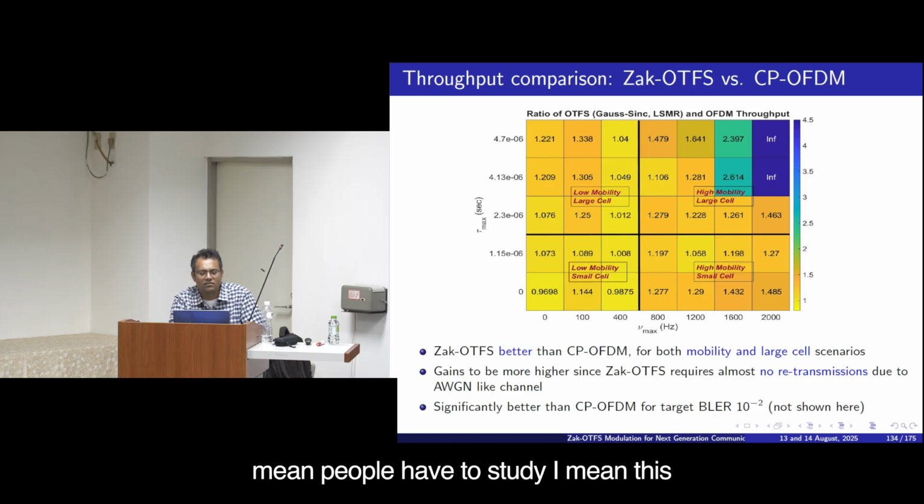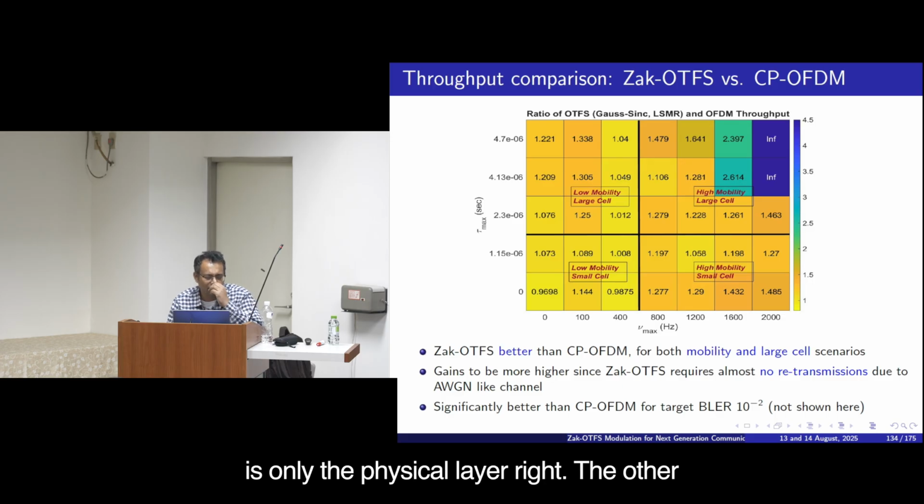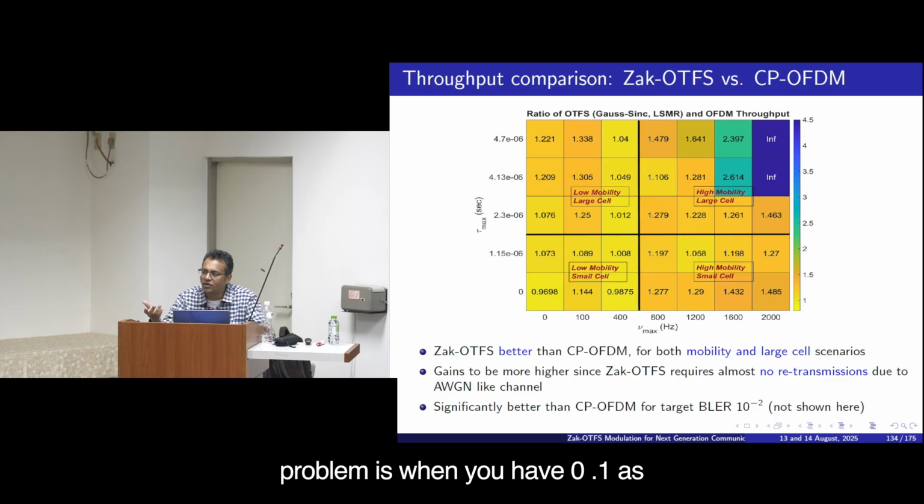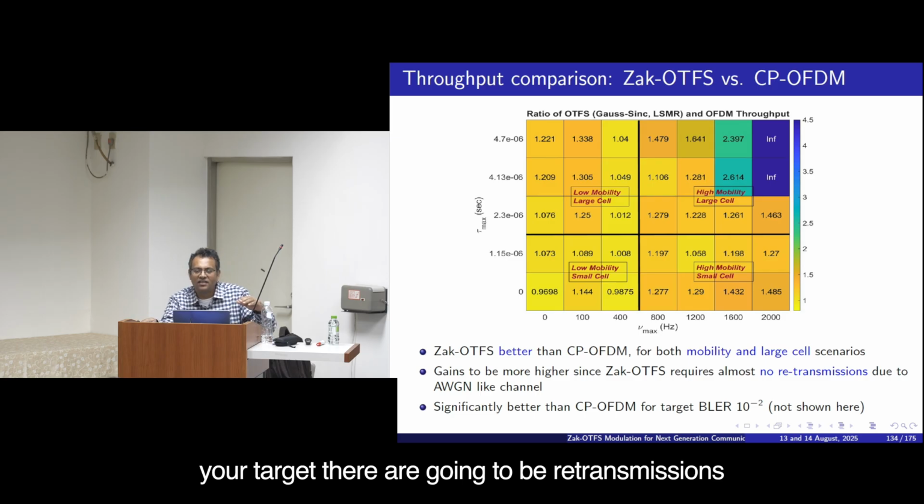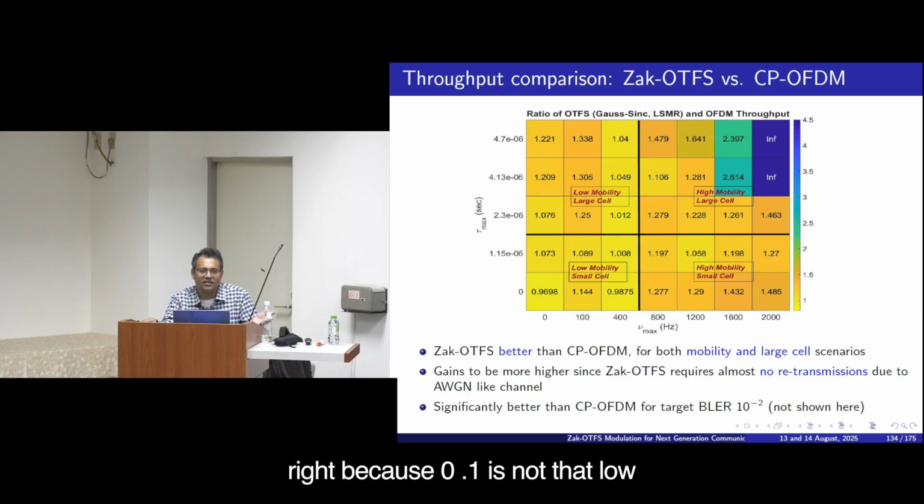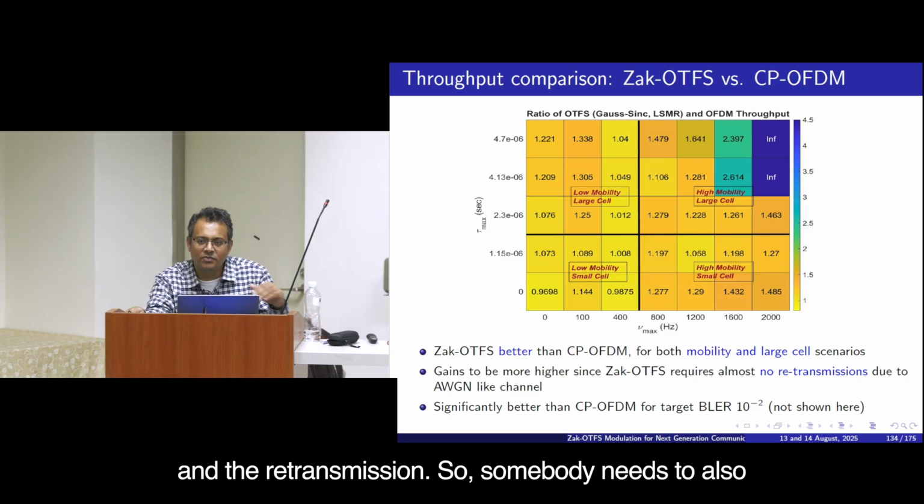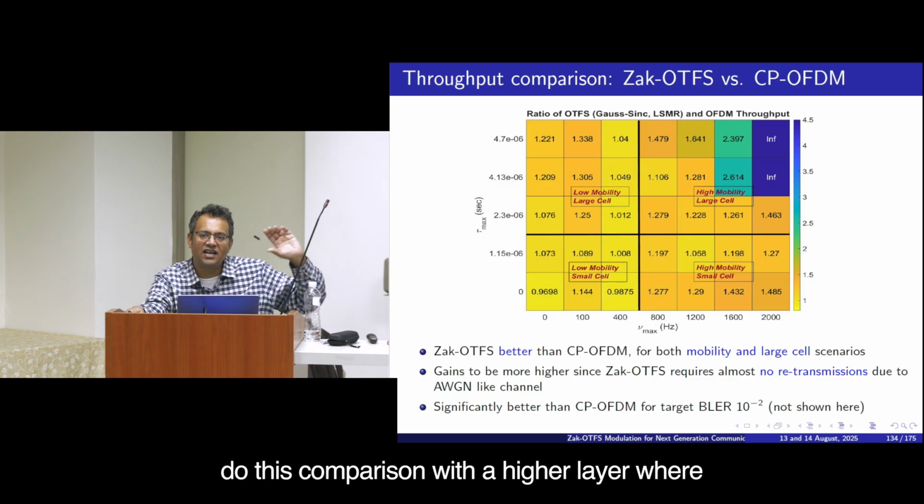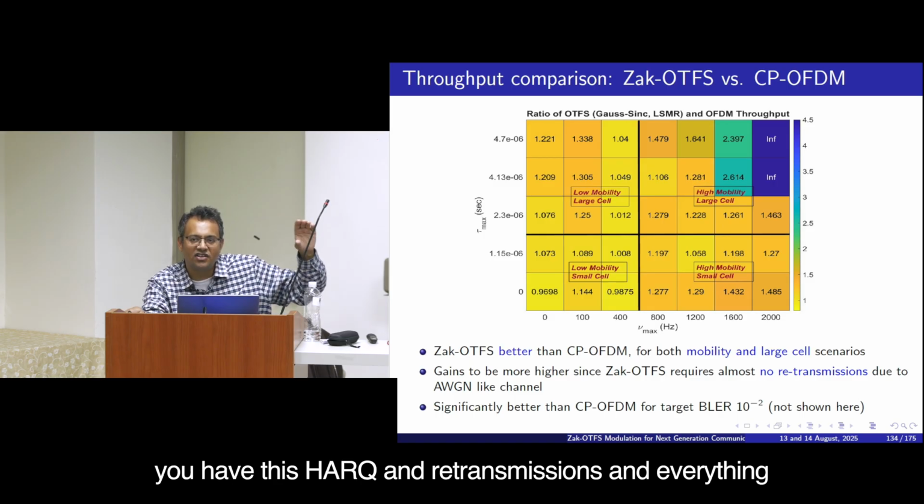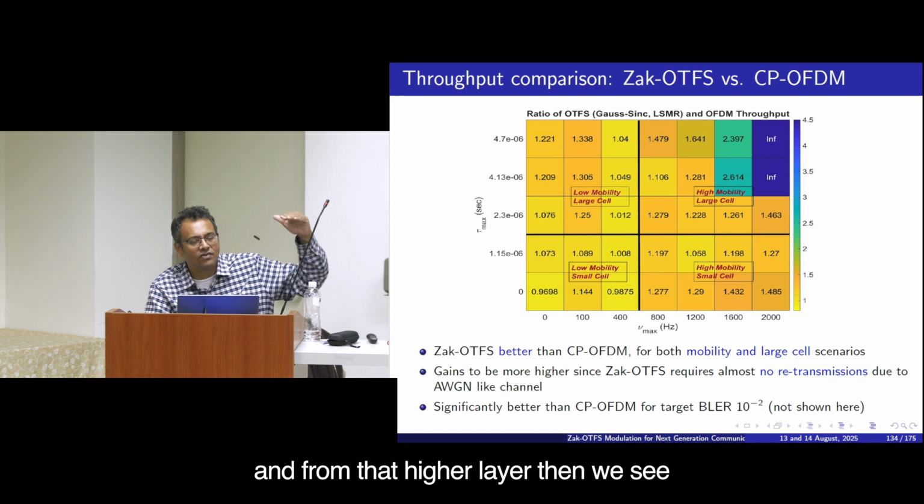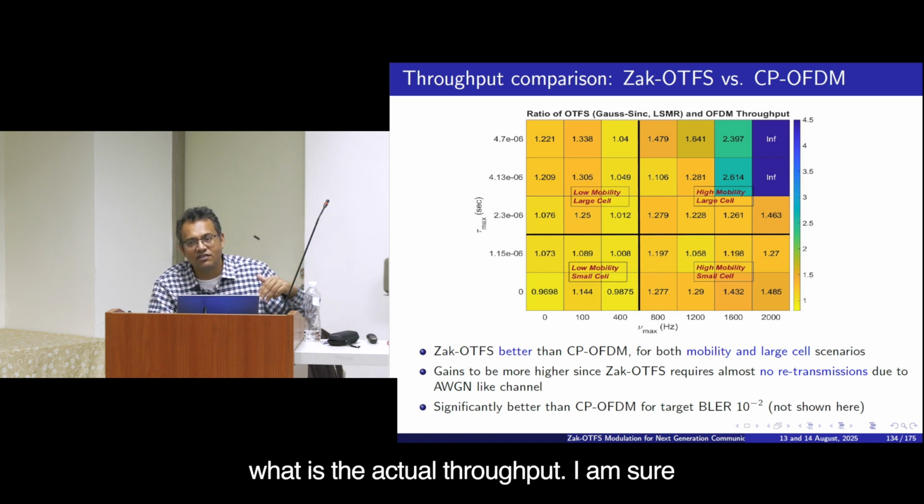Of course, people have to study. This is only the physical layer. The other problem is that when you have 0.1 as your target, there are going to be retransmissions, because 0.1 is not that low. So somebody needs to also do this comparison with a higher layer, where you have HARQ and retransmissions and everything, and from that higher layer we see what the actual throughput is.